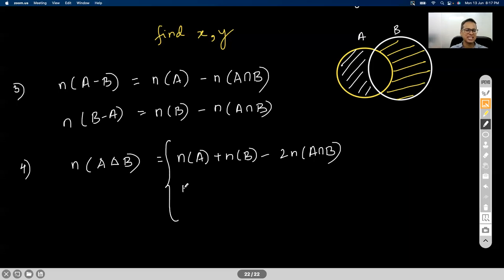Can I also say it is as good as NA union B minus NA intersection B? That also can be written. In fact, both are the same formula, just written in a different way. Is it fine?